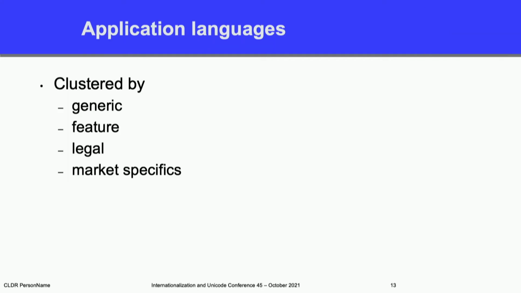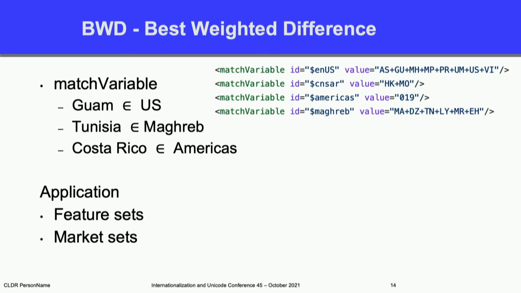So then there's your application's languages. So ways you can make that work is to take your generic, your features, your legal aspects, and then cluster them according to their attributes, your market specifics, for instance, to then help you determine your own best weighted distance. So this is what CLDR has, these things called match variables. And it's a way of creating an alias.